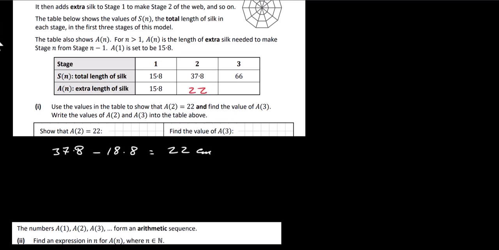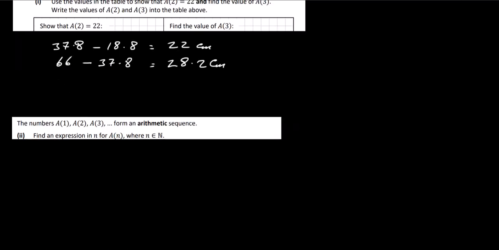Do the same for A3. So you take 66 centimeters, you subtract 37.8, and you get 28.2. So 28.2 centimeters would go in there. And that's it for part 1. Okay, let's look at part 2.